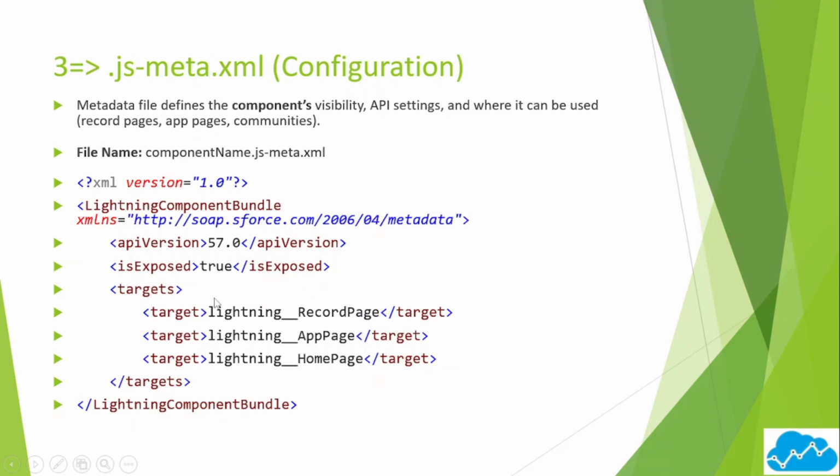Targets: where we are using this. So target lightning__RecordPage, then the target tag is closed. Also we are using it in the app page and home page. Finally the targets closing tag, and at the end the LightningComponentBundle tag is closed.